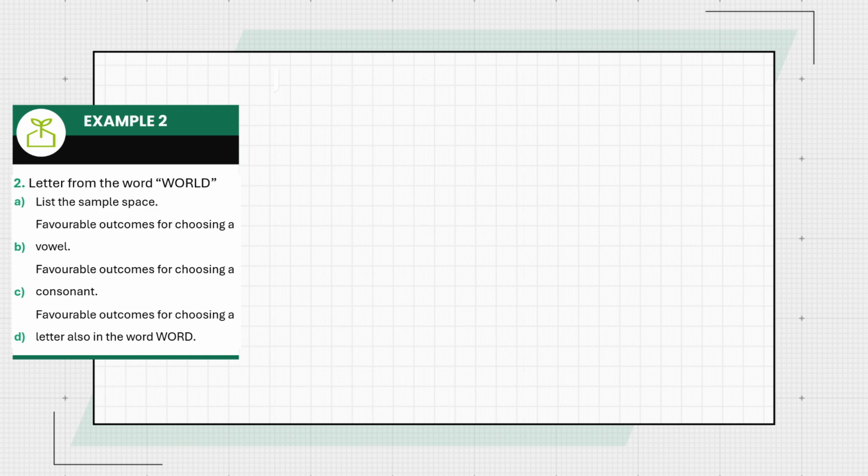All right, so we're looking at the letters in the word world that have been selected randomly. So let's first draw the sample space. So the sample space is going to be every letter in the word world.